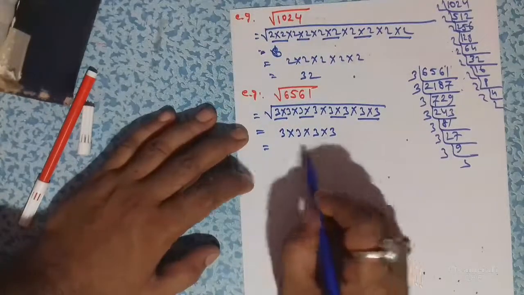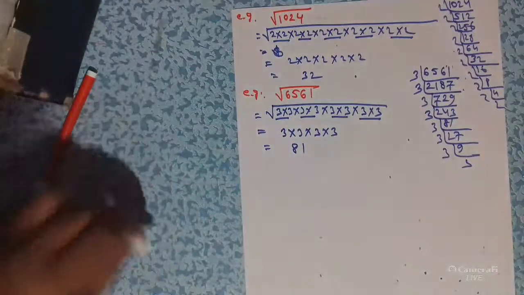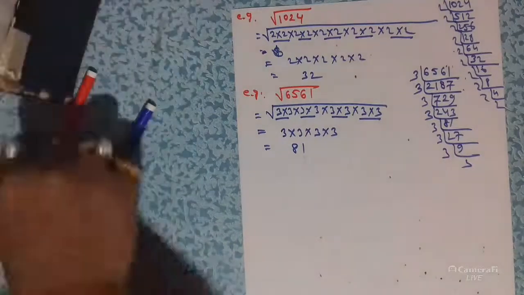So if we multiply these values, we will get 81. So 81 is the right answer, students. 81 is the correct answer. Very good, students, you have done well. Okay, so our next problem.